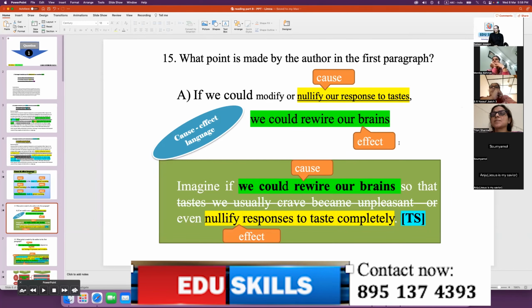It's a common thing they play with you, a common trick. And today's question has a similarity with that. That's why I searched the previous PPT and flipped it here. Cause is made effect. Effect is made cause. Or sometimes there are two effects. One effect will be made cause, the other effect will be made effect.